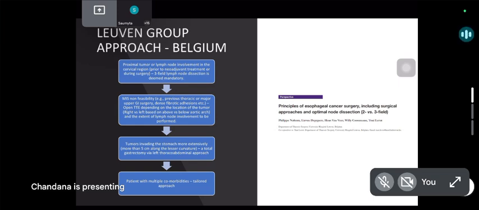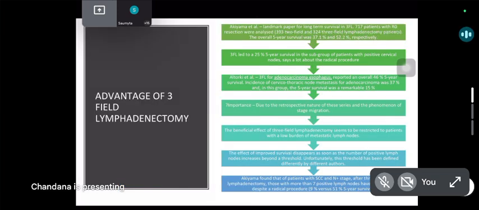Okay, for tumor invading the stomach more extensively, for more than 5 cm along the lesser curvature, they did total gastrectomy. Okay, and the advantage of 3-field lymphadenectomy: one study was there by Akiyama, a landmark paper for long-term survival in 3-field lymphadenectomy. In this, R0 resection was analyzed, and 5-year overall survival was 37.1% and 52.2% respectively.